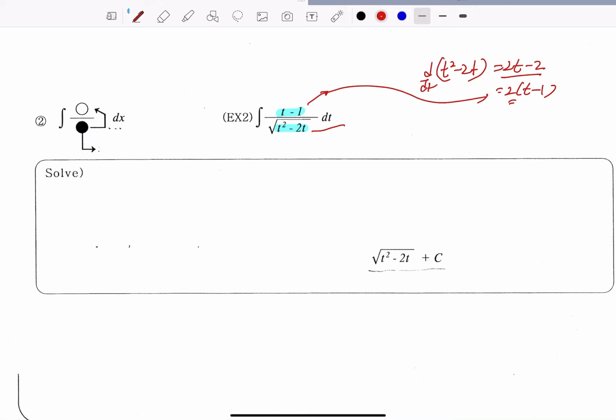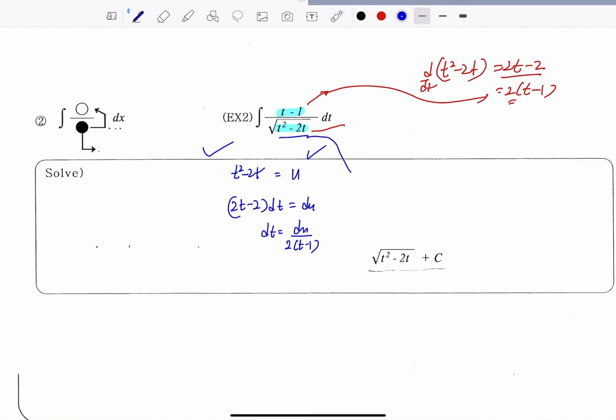All right. Now, we're going to substitute u for t squared minus 2t, which is the original function, and then differentiate both sides in terms of t and in terms of u. The left side is 2t minus 2 dt. The right side is du. And then you isolate dt. So dt is du over 2t minus 2. I'm going to factor 2 out this way.